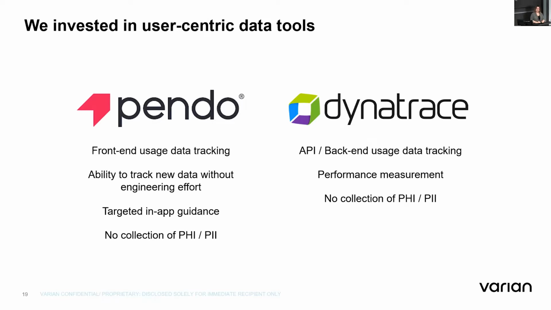And Dynatrace is the tool that we use to track what's happening in our backend, meaning what API calls are made, and to measure the performance of our application, like how long the pages take to load and so on. Today, I will focus mostly on Pendo because that's the tool that impacted our design process the most. And I will detail in the next slides in very specific ways what we are able to do thanks to those tools.